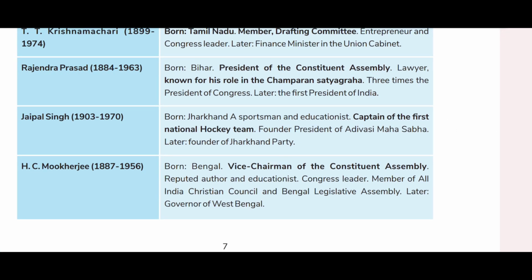Jaipal Singh Munda, born in 1903 and died in 1970. He was born in Jharkhand, a sportsman and educationist. He was a great hockey player.